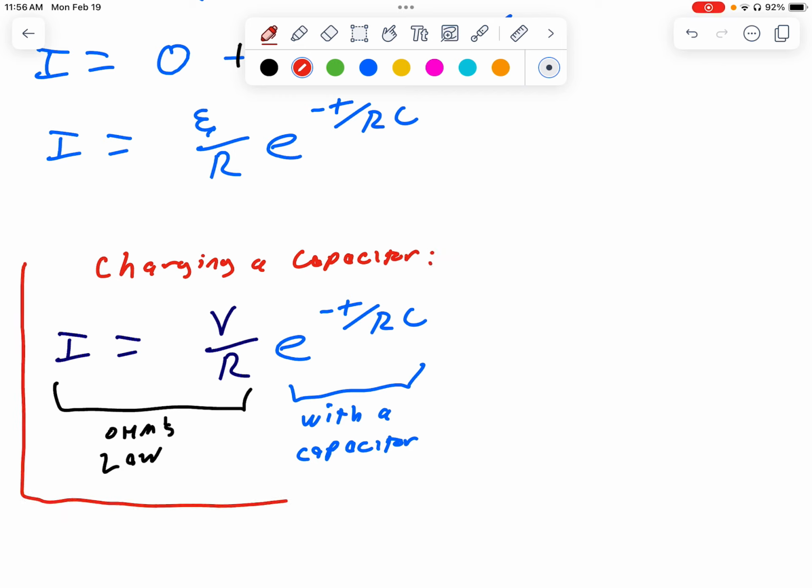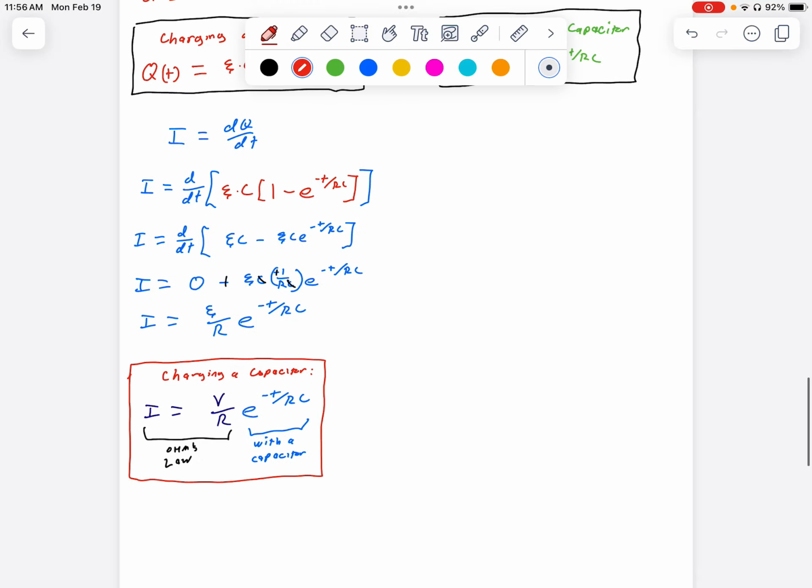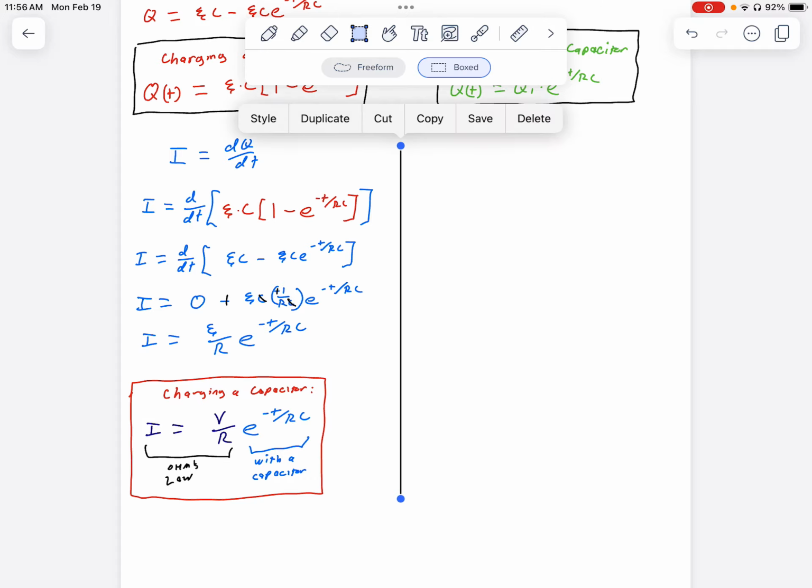I wonder what would happen if we applied the same approach to discharging a capacitor. You knew I was going to say that, didn't you? All right, so let's do exactly that because we happen to have our equation for discharging the capacitor right over here.